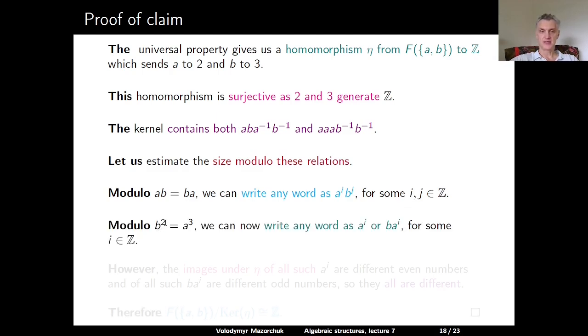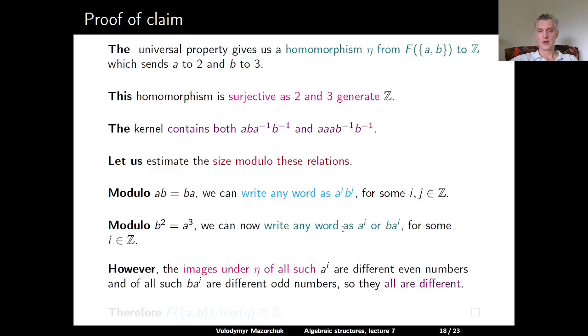Modulo the relation b squared is equal to a cubed, so we can substitute any b squared as a cubed. We can now write any word in the form a to the power i, no b's, or b times a to the power i for some integer i. However, if we look only at these elements, the images under eta are all different.